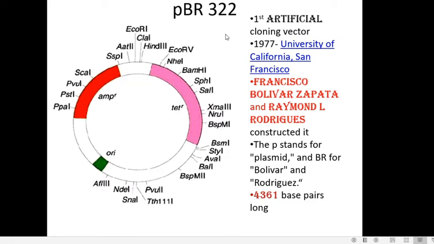This is the first artificial cloning vector that was constructed by Francisco Bolivar and Raymond L. Rodriguez in 1977 at the University of California in San Francisco. Coming to the name of this vector, P stands for plasmid, B stands for Bolivar and R stands for Rodriguez, the names of the constructors. This is a circular vector which is derived from E. coli and it is 4361 base pairs long. So you can see the circular DNA molecule. This is being used as a vector. So this is an artificial vector.